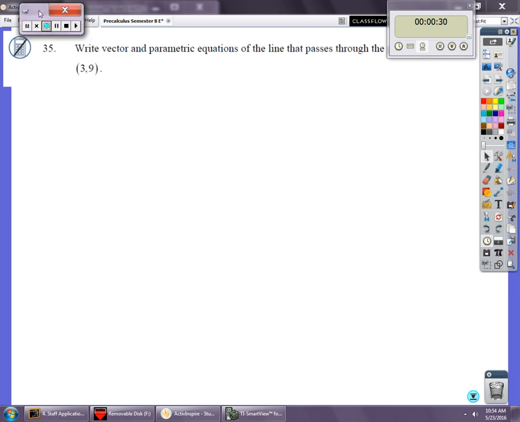Okay. All right, so more vectors. This one says write a vector and parametric equations of the line that passes through a couple of points, but I want to look at my paper to see. Okay, so this one is (1, 4) and (3, 9). And this is a no calculator question.